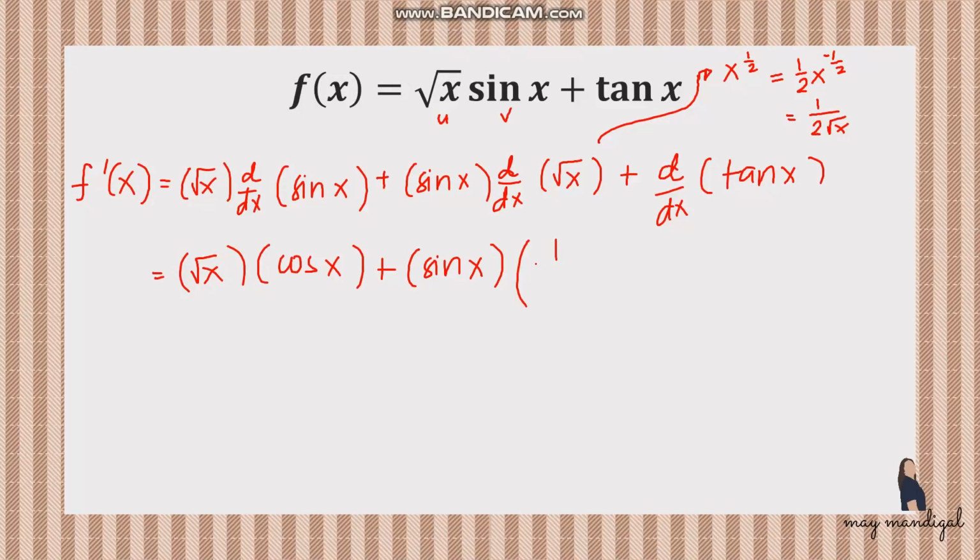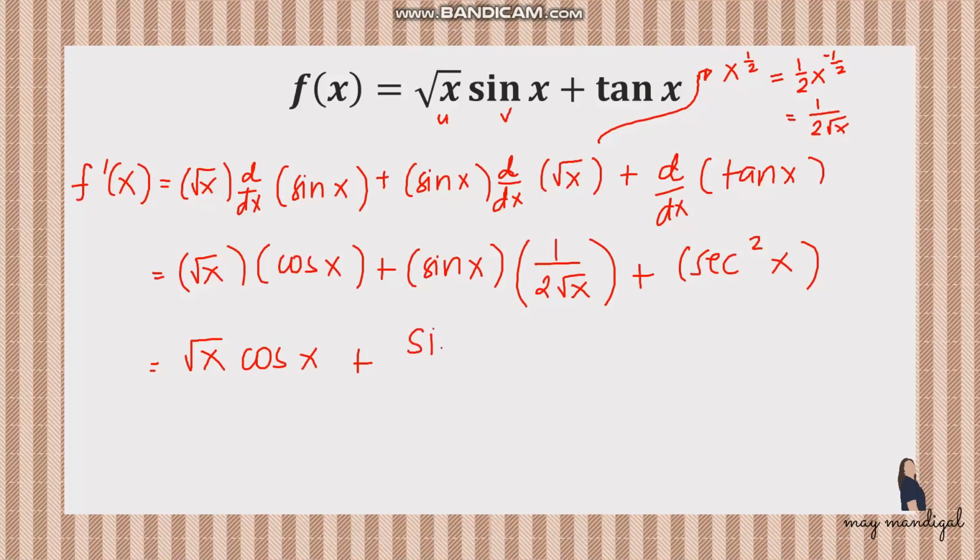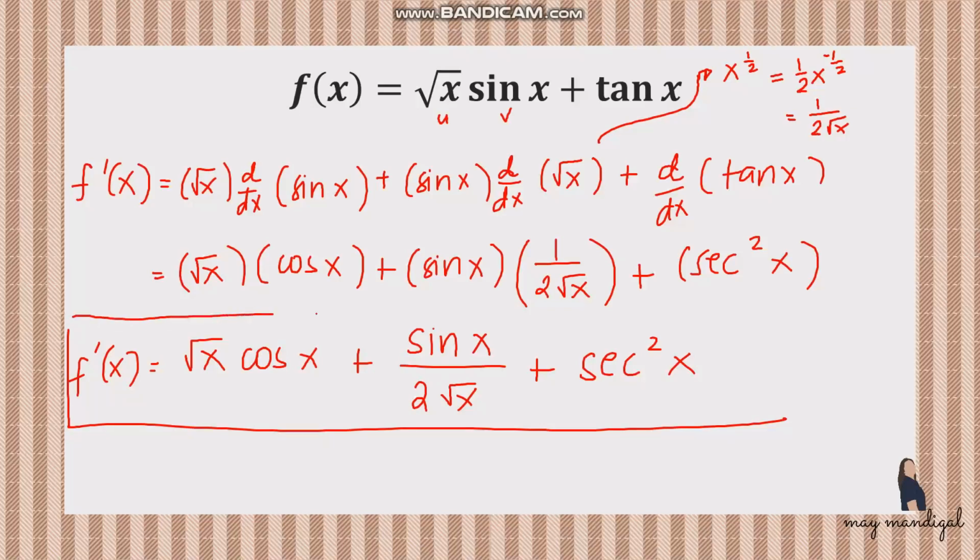So let's write here 1 over 2 square root of x plus, and then the derivative of tangent, it is secant squared x. So let's just write here. And then all we have to do is just to arrange everything or simplify. So here square root of x times cosine of x plus, then this one we can multiply the sine x to the numerator, so we have sine of x all over 2 square root of x plus, and then just write secant squared x. So this is now the derivative of the given function.